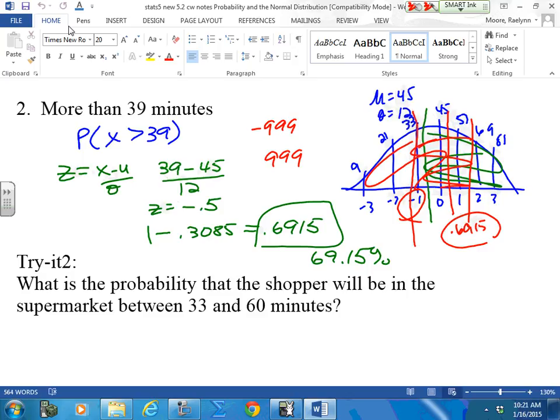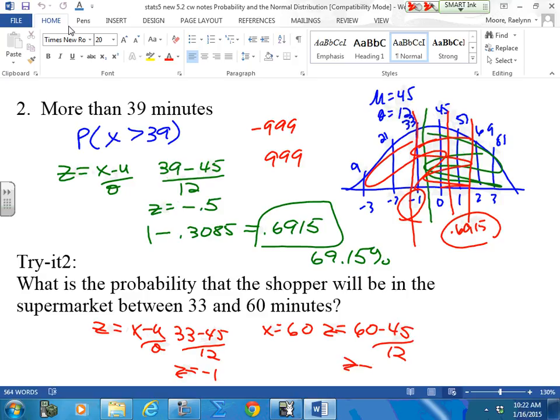So do I have to find a z-score for 33? I can. It's 33 minus 45 over 12, negative 12 over 12. You got a z-score of negative 1, which I can find from my chart. Do the x value of 60. Find your z-score. Is that z-score going to be positive or negative? Positive. And that z-score is what? 1.25. Thank you. And did it fall between the 1 and the 2? Yeah. See how nice your sketch helps you?